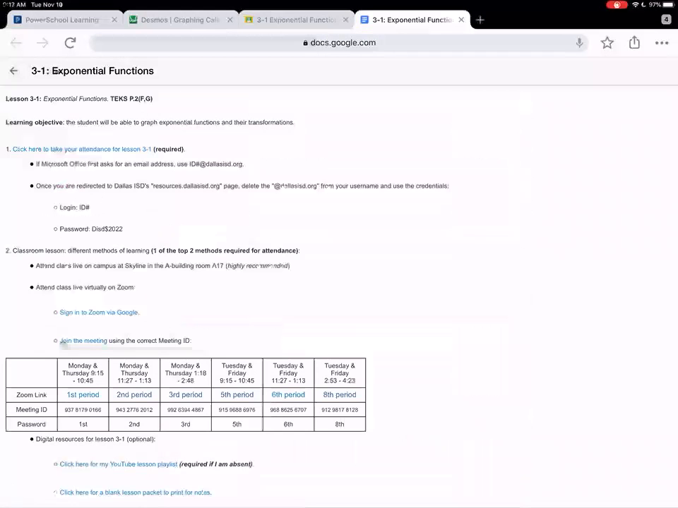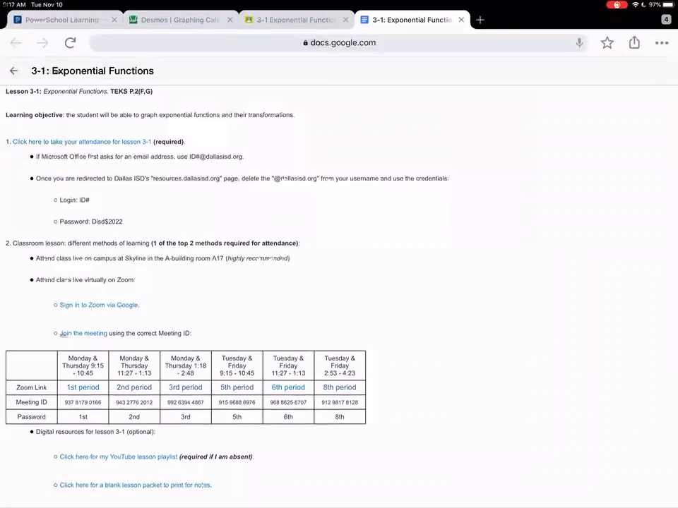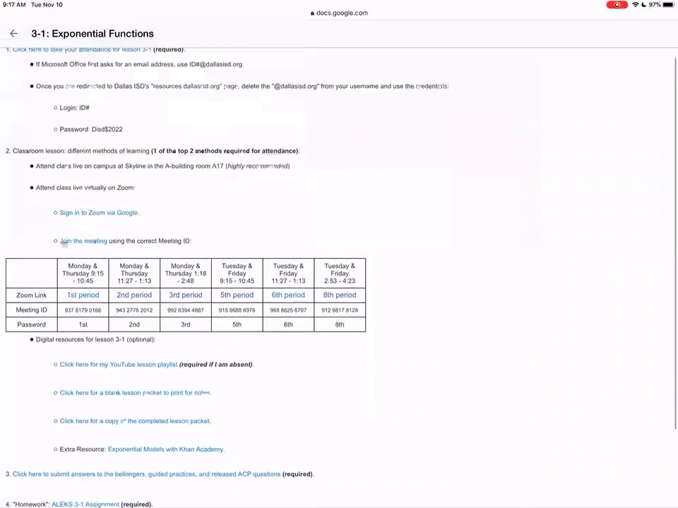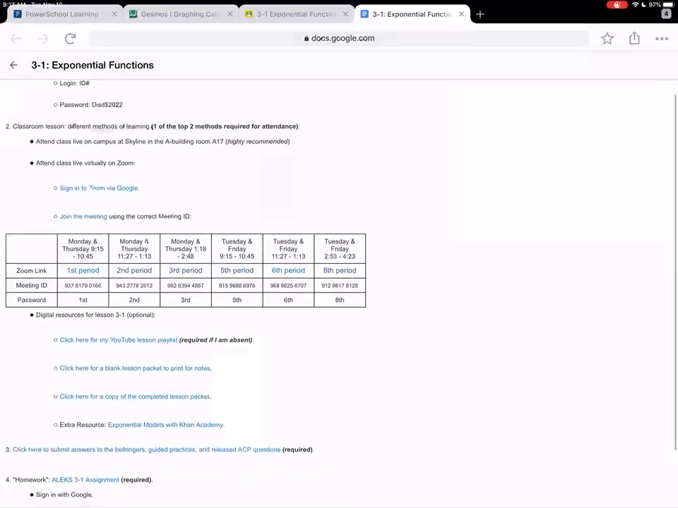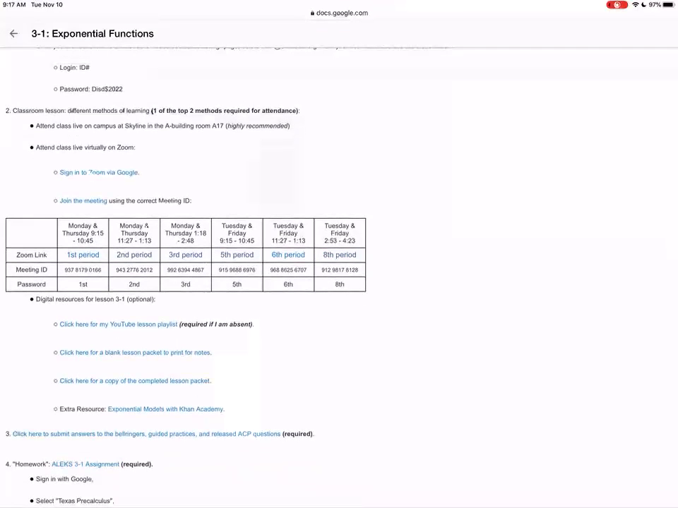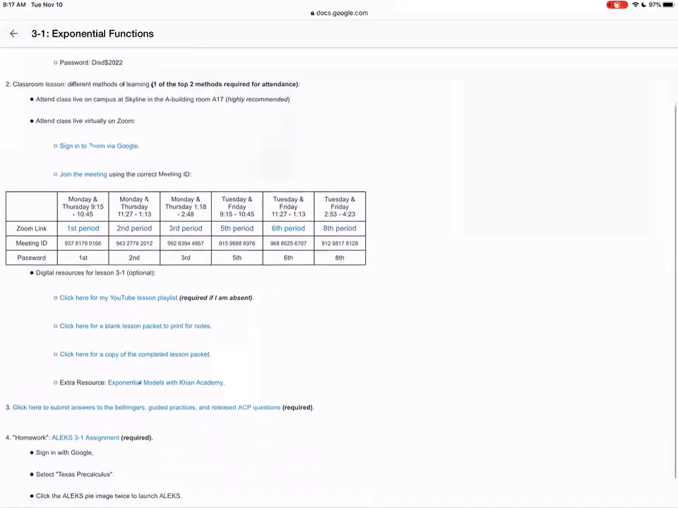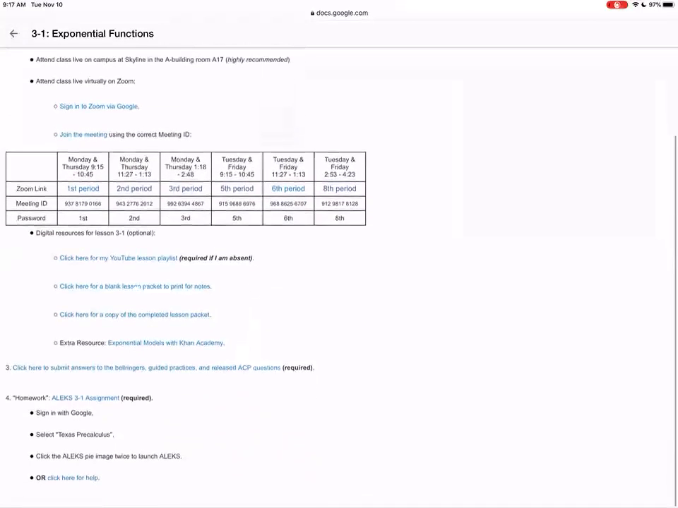Once it opens up, if you click on this, it's a Google Doc giving you all the things that are required to do. So your attendance link, number one. Number two, I talk about different ways you can learn. Obviously, number one, as I recommend, is being in class live in person, but I'm not even there today, just being sick. So you're doing the second bullet point right now. You are attending live via Zoom.